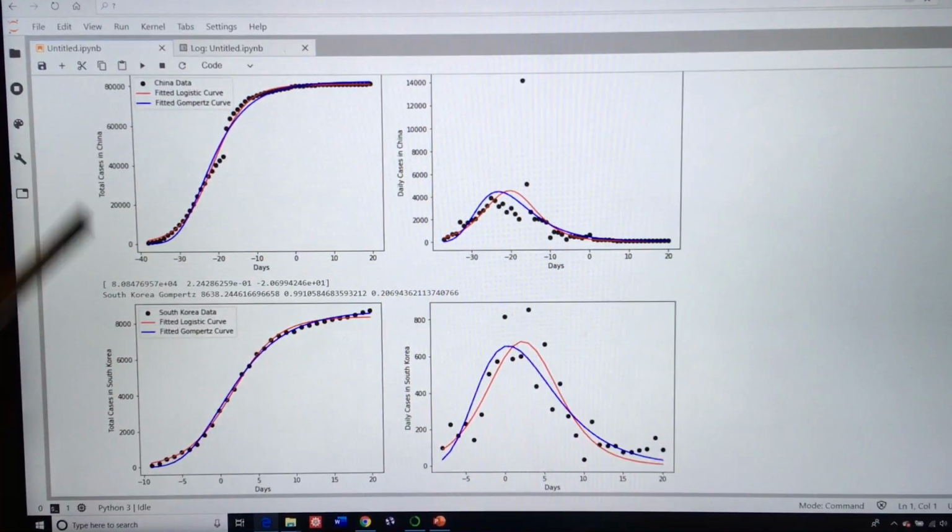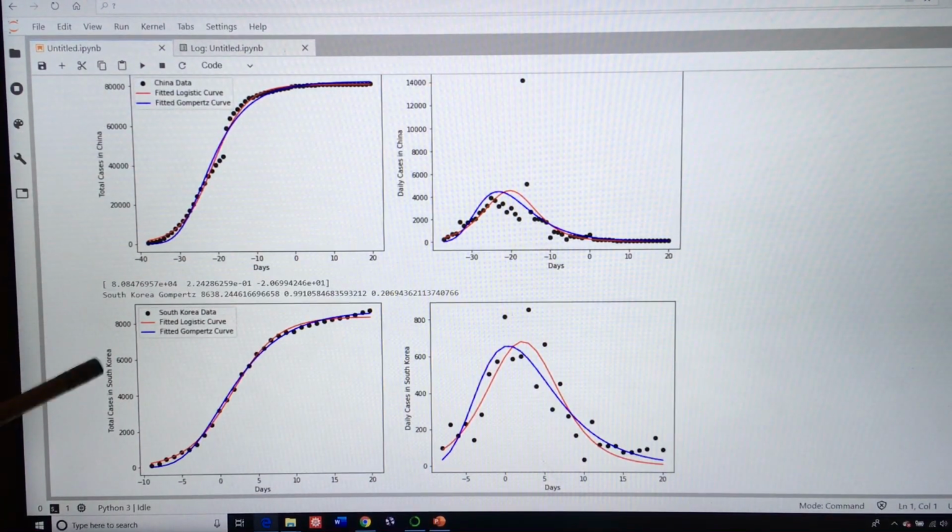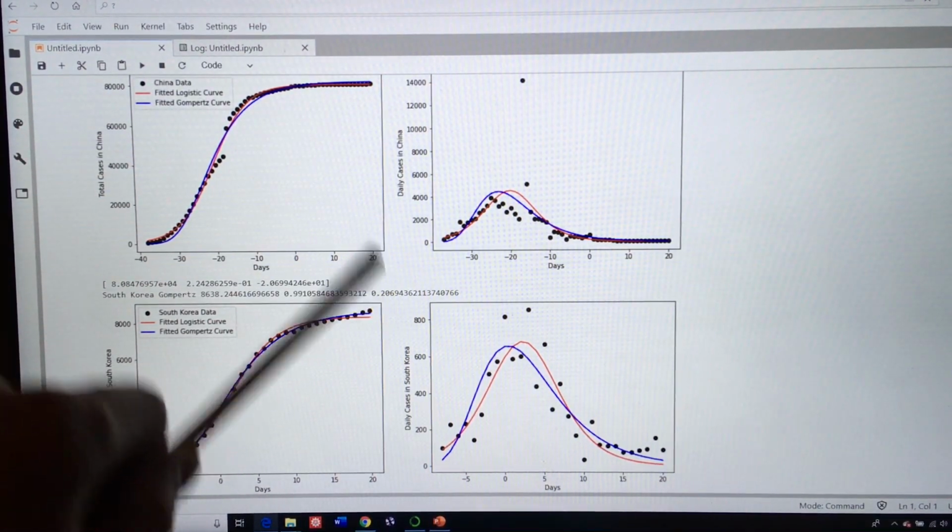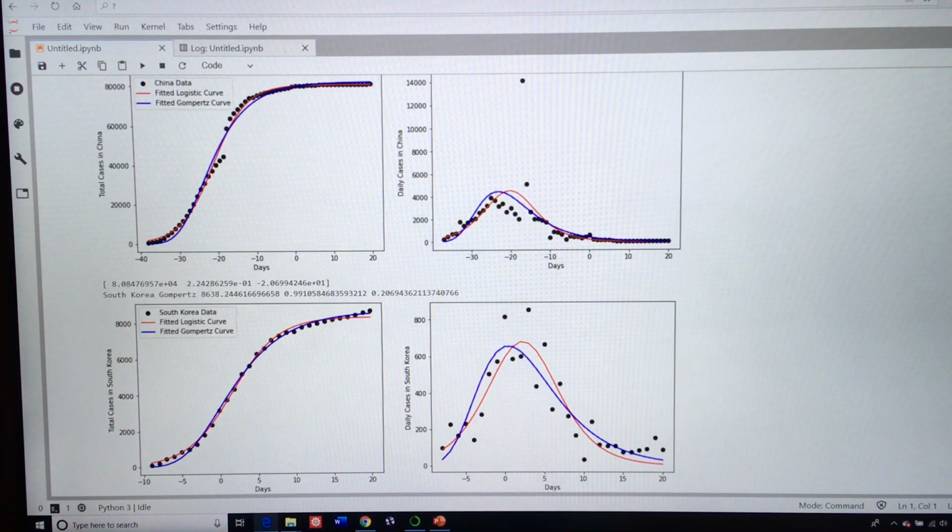Now note, China and South Korea are really the only two countries that we can do this for because they've saturated. They're not getting more cases each day. All the other countries are pretty much in the exponential regime, so this model isn't really valid.